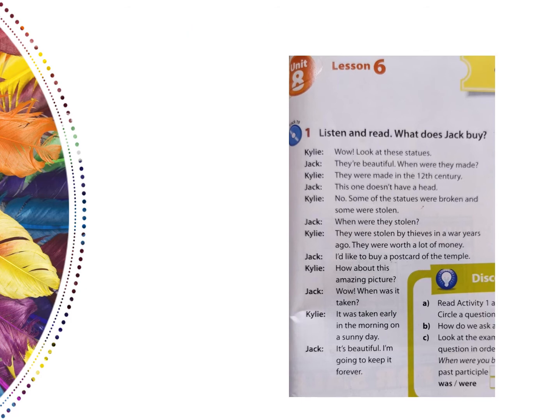Now let's discover grammar. At page 81, you have a green box that is entitled Discover Grammar. Let's have a look at it. A. Read Activity 1 again. Circle a question with was or were plus past participle. So let's have a look at the text and try to find all the questions that are in the past participle form.